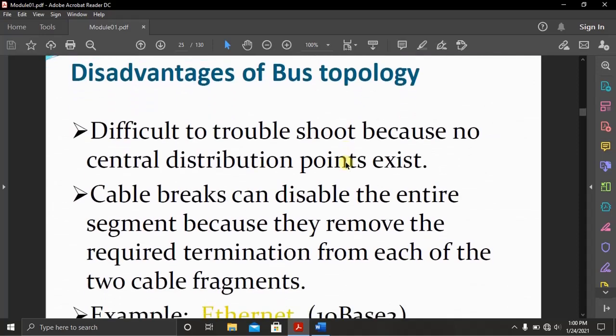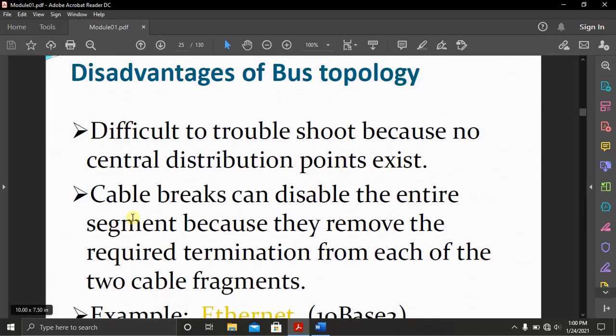What are the disadvantages or drawbacks of this topology? It is difficult to troubleshoot because no central distribution point exists. There is no administration or point of origin. So it is troublesome to troubleshoot when there is an issue.